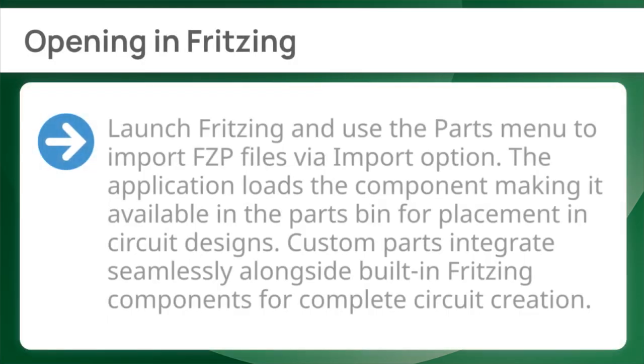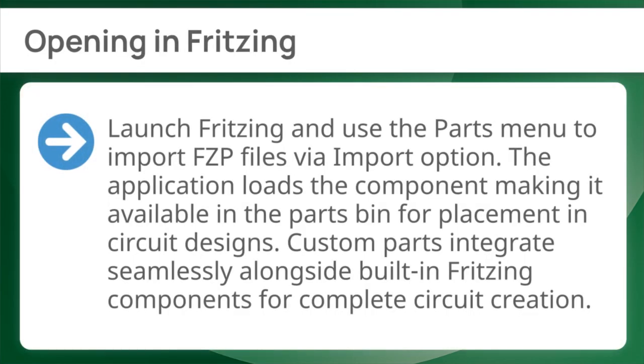First, opening in Fritzing. Launch Fritzing and use the Parts menu to import FZP files via the Import option. The application loads the component, making it available in the parts bin for placement in circuit designs. Custom parts integrate seamlessly alongside built-in Fritzing components for complete circuit creation.